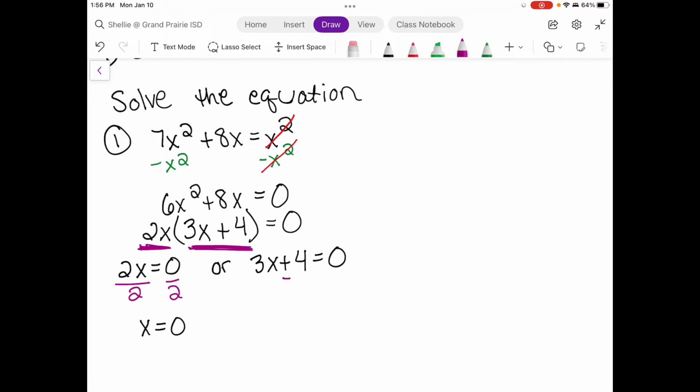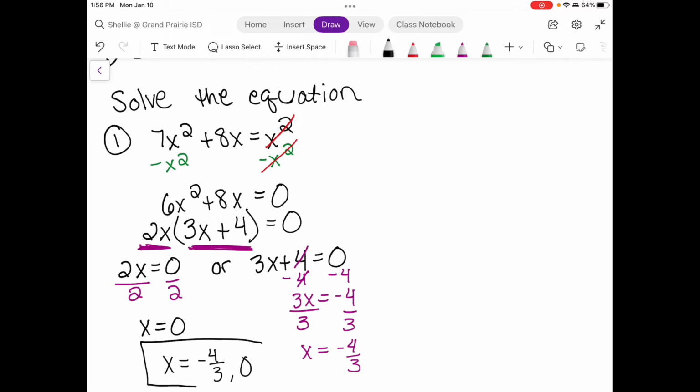In this other equation, I would subtract 4 from both sides. So 3x would equal negative 4. Divide both sides by 3. And x is equal to negative 4/3. I would write these together as a set. Traditionally, we put our smallest number first, so I'm going to go ahead and list the negative number first. So that's the basic concept.